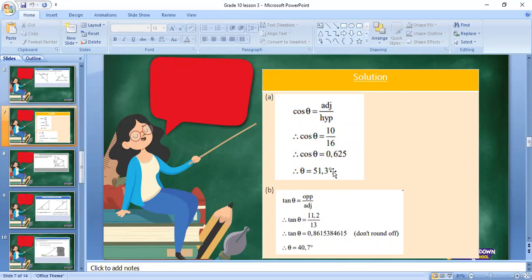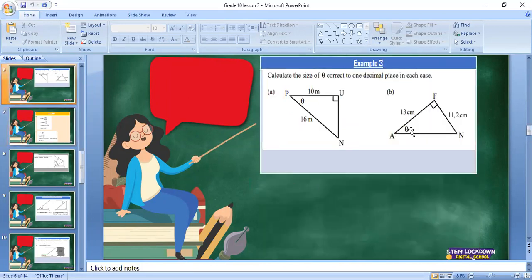That was question 1, question A. Now let's see question B. In question B, you have to find theta as well. What do we have? Remember, the hypotenuse is the side facing your 90. The opposite is the side facing your angle, and this is your adjacent. Hypotenuse, opposite, adjacent.